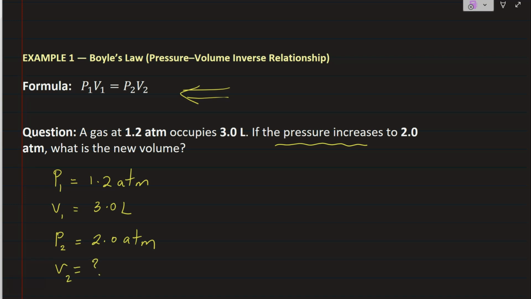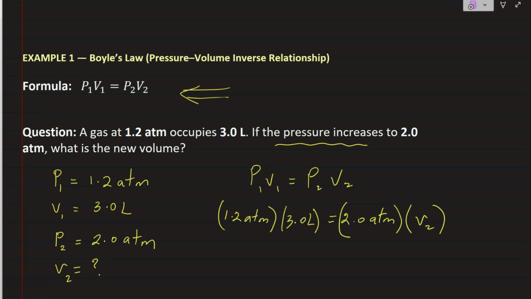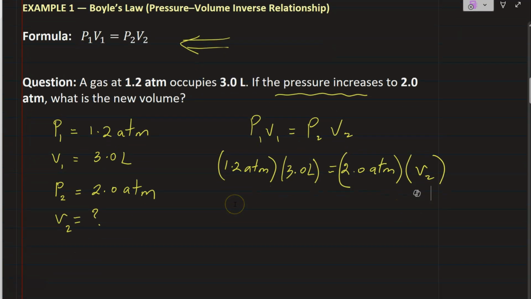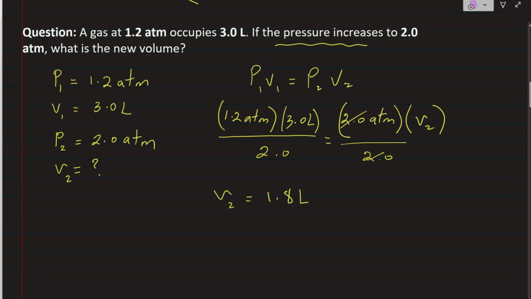This is the part where you have to manipulate the formula very quickly, and it's very simple. Plug numbers in. We're solving for V2, so what do we have to do? We have to divide everything by the 2.0. I'm not going to write the atm unit in there, just for simplicity's sake. So what we will have is V2, the second volume, is 1.8 liters.